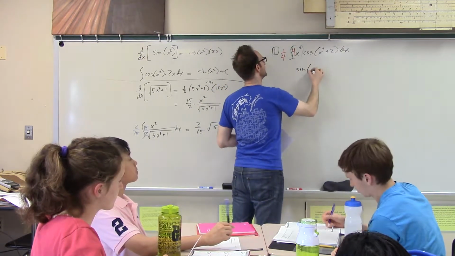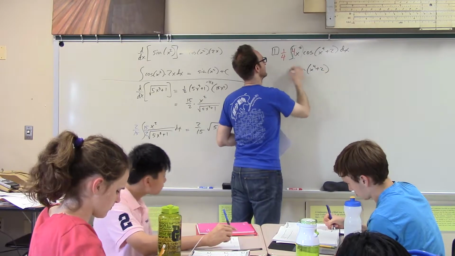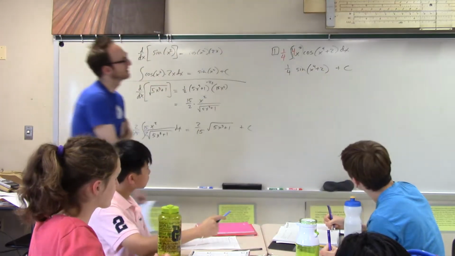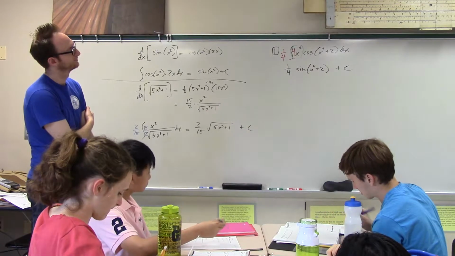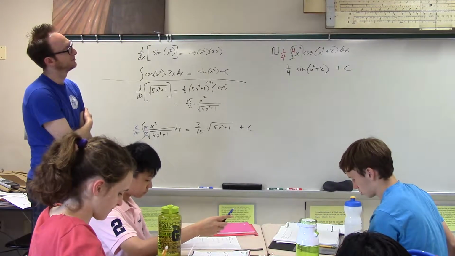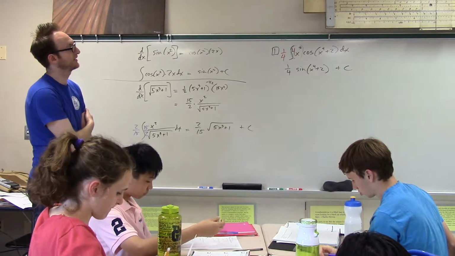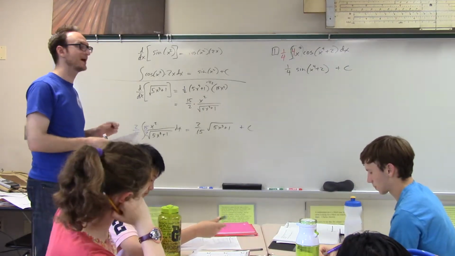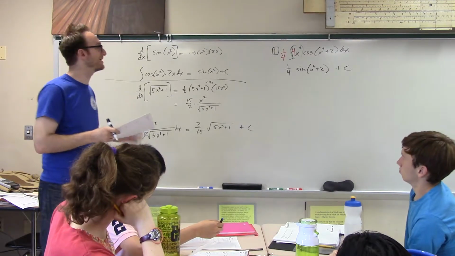Sine of x to the 4th plus 2, right? Plus c, and with the 1/4 out there also. Just double check it, is that right? I think it is. Cosine, zoom, back inside, boom, boom, yeah, good. Okay, so that's pretty much it.